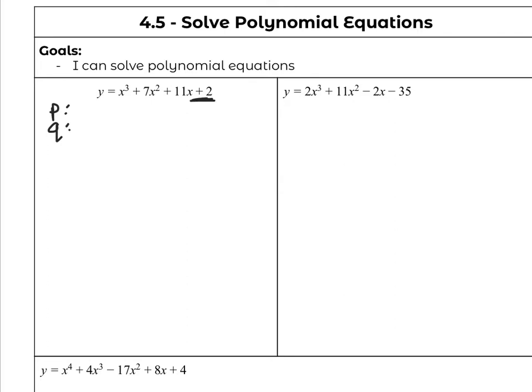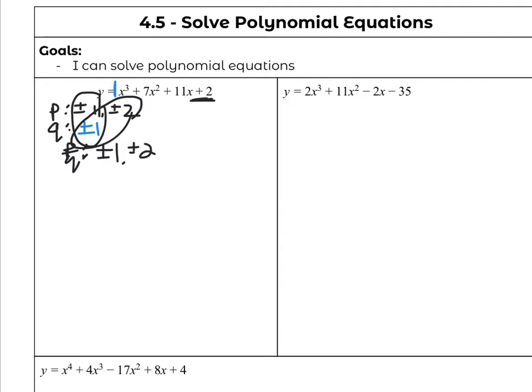So that would be factors of 2 are 1 and 2. Factors of Q, that's factors of your leading coefficient. That just means your number in front of your highest degree. So that would be plus or minus 1. P over Q means I put everything in that first list over everything in the second list. So 1 over 1, that's just 1. 2 over 1, that's just plus or minus 2.